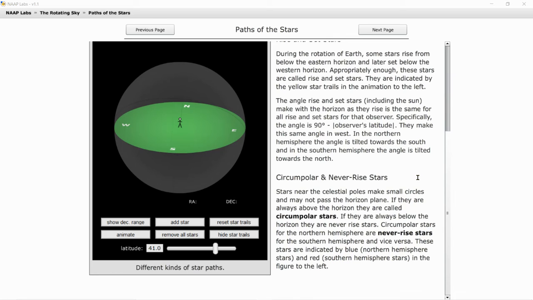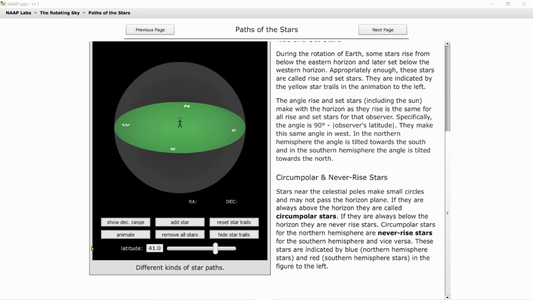Stars near the celestial poles make small circles and may not pass the horizontal plane. If they are always above the horizon, they are called circumpolar stars. That's stars you can see all the time. If they are always below the horizon, they are never rise stars. Circumpolar stars for the northern hemisphere are never rise stars for the southern hemisphere, and vice versa. These stars are indicated by blue northern hemisphere stars and red southern hemisphere stars in the figure to the left.